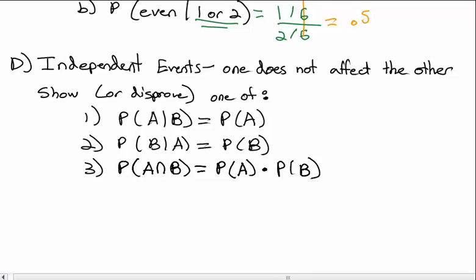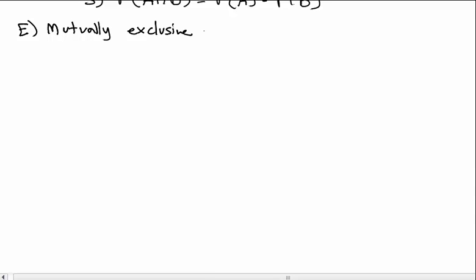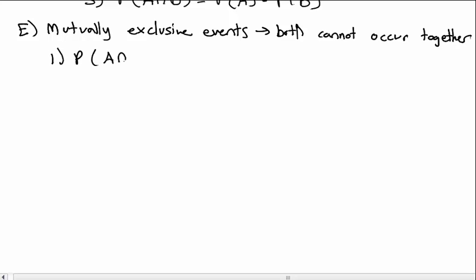Now I want to be careful with independent events, where we say one does not impact the other. Don't get those confused with what are called mutually exclusive events. Mutually exclusive events are where both cannot occur together. Essentially, the probability of A and B is equal to 0.